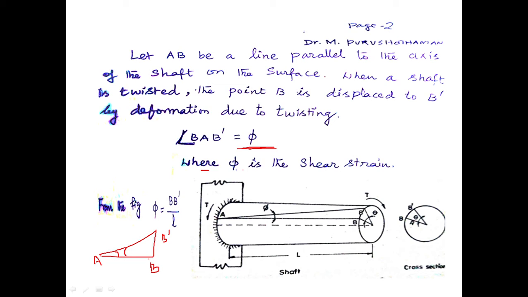Now, what is tan phi? Opposite side by adjacent side, and the adjacent side is L, that is AB is L. So BB dash divided by L is phi, that is tan phi. Since the shear strain is very small, tan phi is equal to phi. Tan phi is considered as phi because it is a very small angle, right?